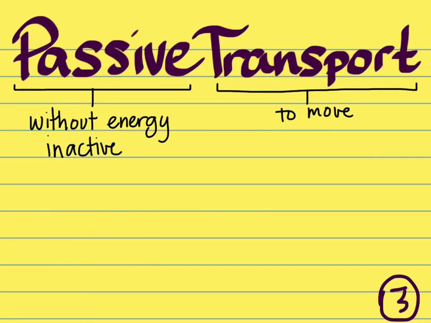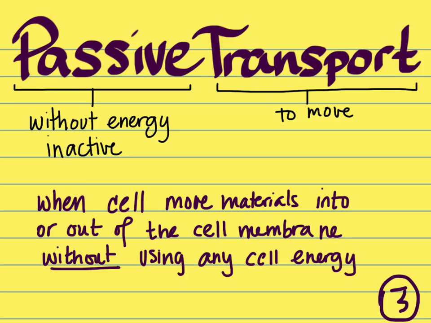Okay, let's move on to term number 3, passive transport. If something is passive, it's without energy, it's not active, it's inactive. Oh, she's so passive, she just sits there and lets life happen. And you know that to transport something is to move it. So passive transport is when a cell moves materials into or out of the cell membrane without using any cell energy.